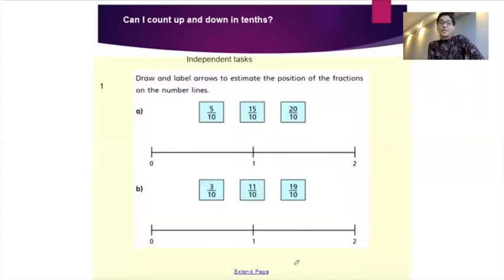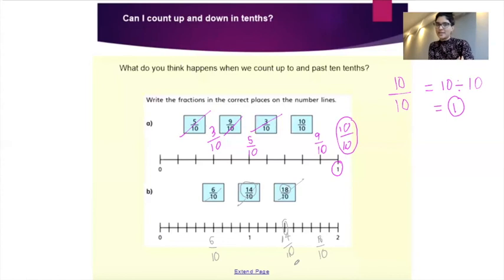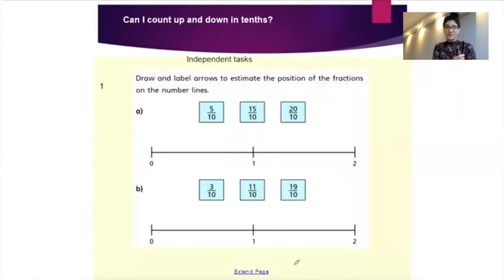Right, now you are going to draw and label the arrows to estimate the position of the fractions on the number lines. So don't be afraid, but we don't have the lines anymore to help guide us to where the fractions are. So you're going to have to put your thinking caps on and think about where you think these fractions would go. Off you go.